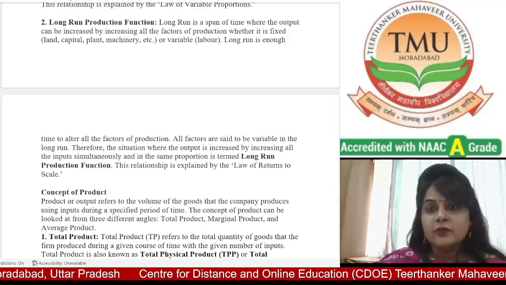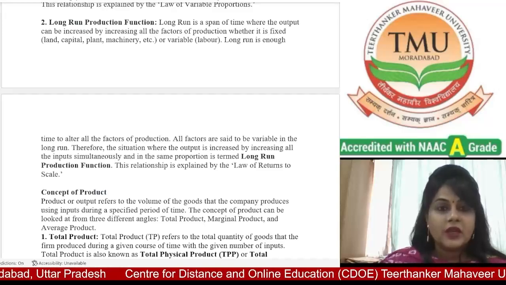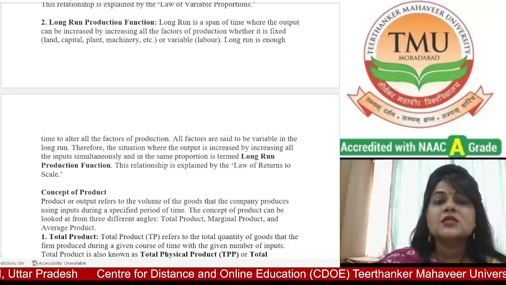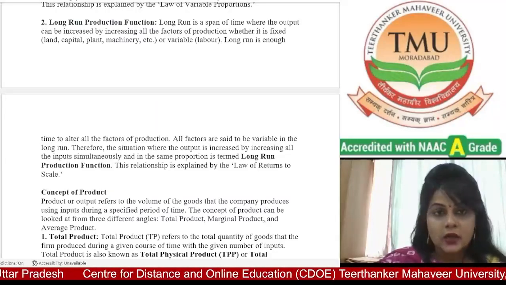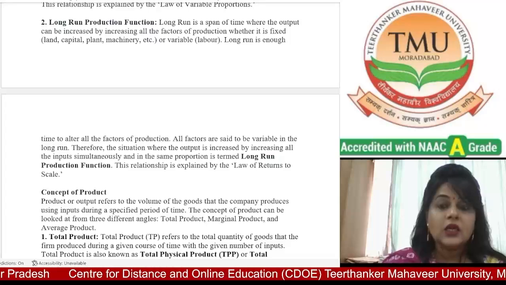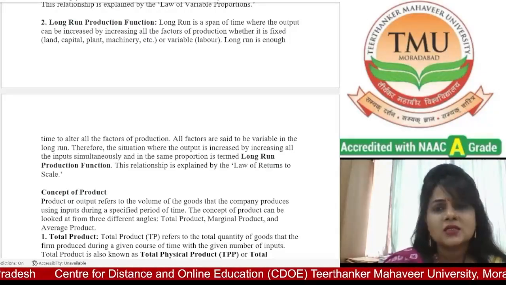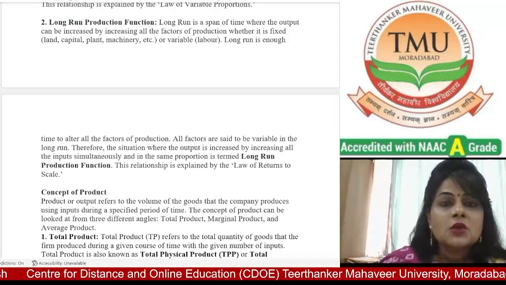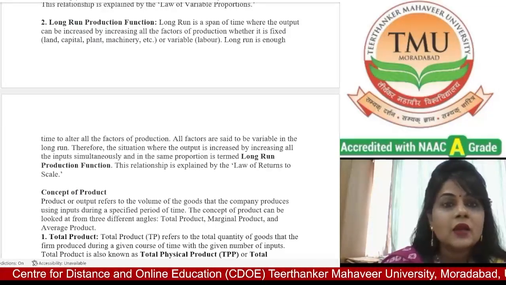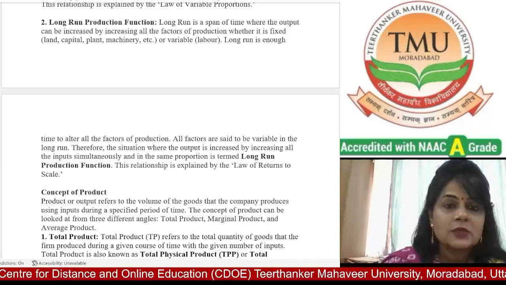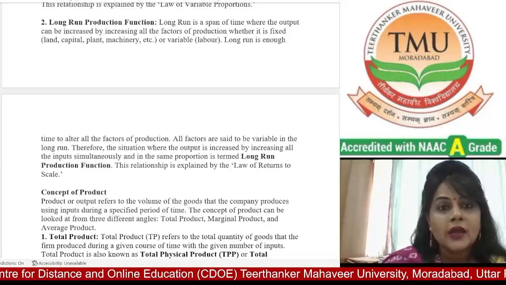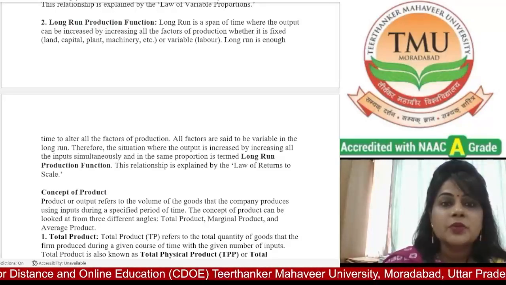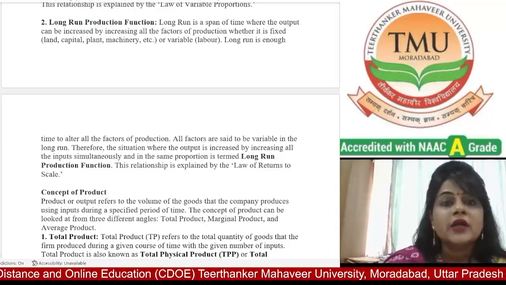Long run is enough time for us to adjust both the variable factors and all the factors of production. All factors are said to be variable in the long run. Any producer can increase machinery, the number of machinery plants. He can also set up a new plant. Therefore, the situation where the output increases by increasing all the inputs simultaneously and in the same proportion is termed long run production function. The relationship is explained by the law of returns to scale.